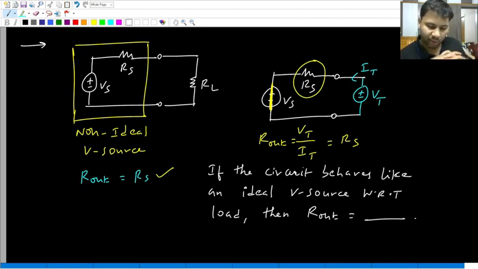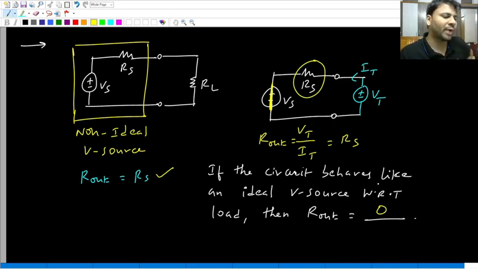No, you are not getting my question. If the circuit behaves like an ideal voltage source with respect to load, then what is Rout? It is 0. It is 0. Very good. Yes. Srinivas, Vipin, Nipun. Correct. It is 0. Because when will this yellow color box become an ideal voltage source? Only when Rs is 0. And if Rs is 0, even output resistance will become 0.